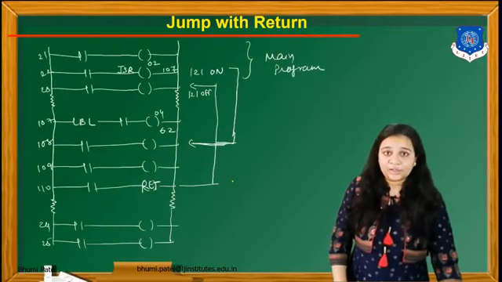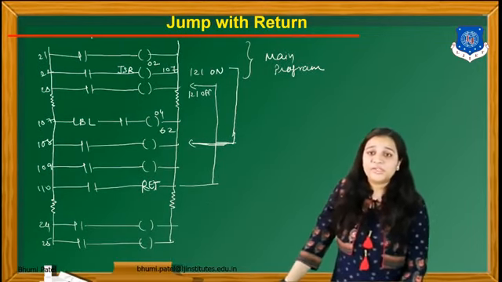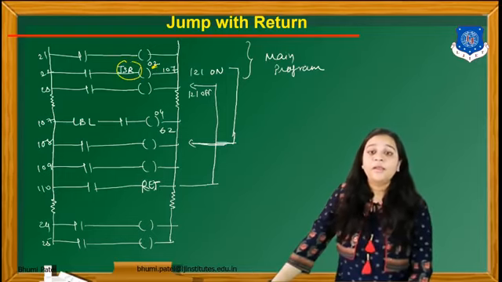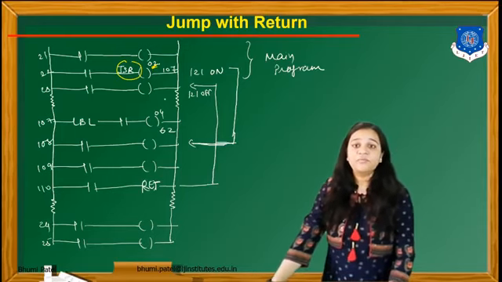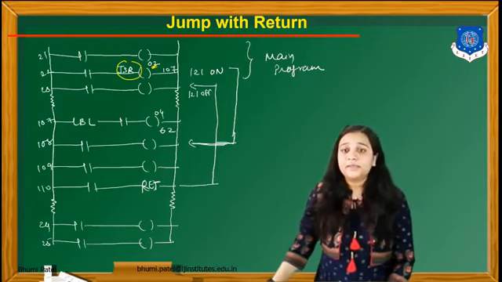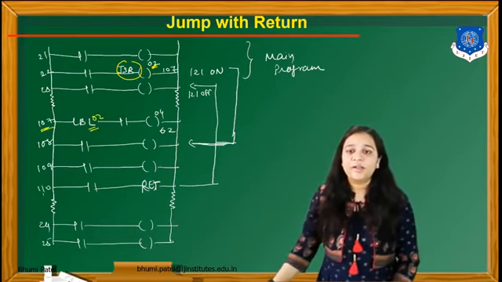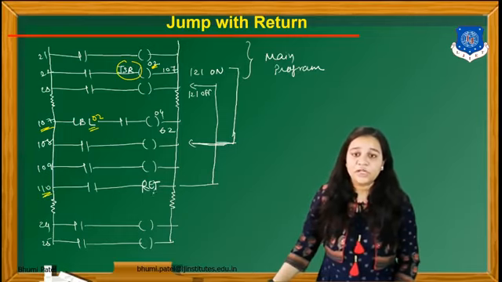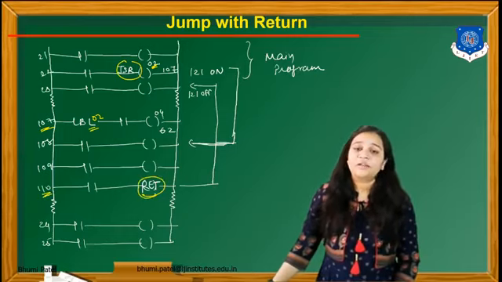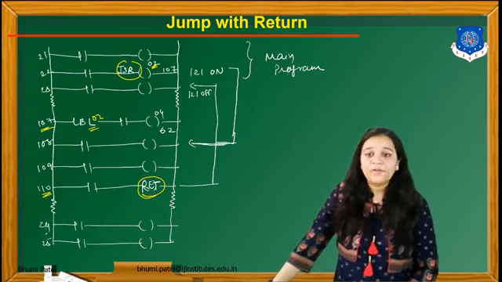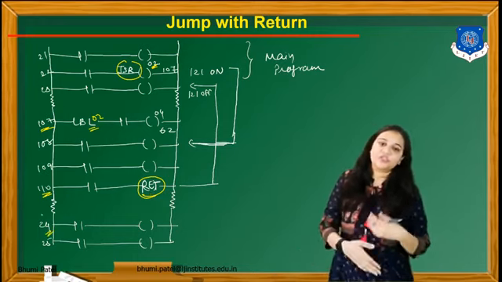Now jump with return. The main program is given in rung numbers 21, 22 and 23. What is the command for jump with return? It is JSR, and the number given is 02. Jump with return means the jump will be executed to rung number 107 because the label is given, and after that it will reach rung number 110. At rung number 110 the return instruction is given, so it will return to the 24th rung, and then the program will be executed continuously.